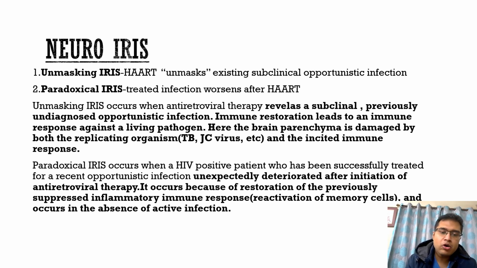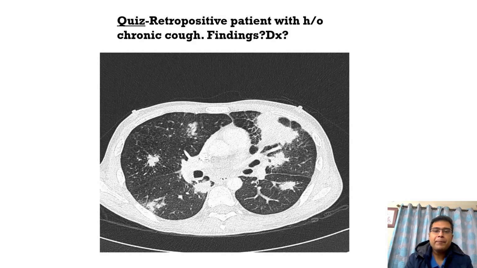Whereas paradoxical IRIS occurs when an HIV patient who has been successfully treated for an opportunistic infection unexpectedly deteriorates after initiation of antiretroviral therapy. It occurs because of restoration of a previously suppressed immune response or reactivation of the memory cells, which actually cause more damage to the brain parenchyma. So these are the two types of neuro-IRIS. This finishes our topic on CNS manifestations of HIV.